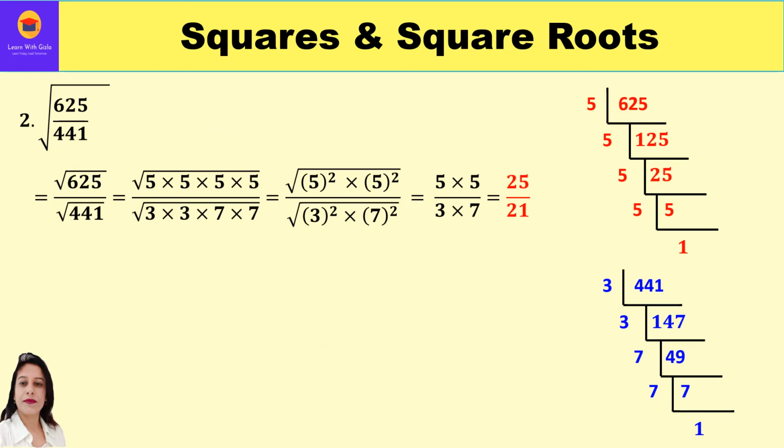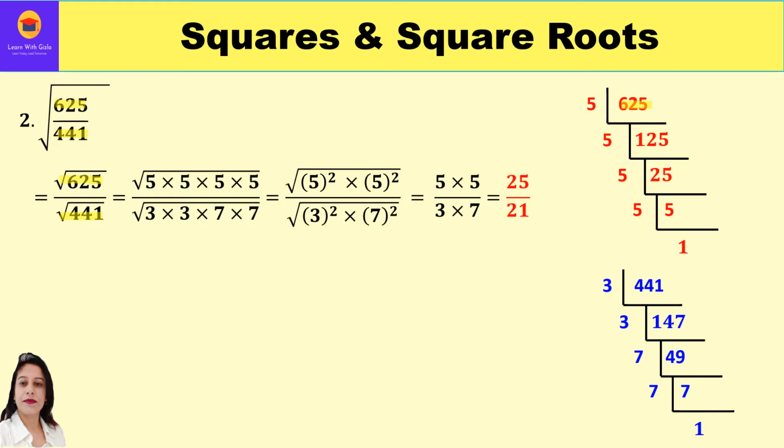Now let us take up second question. They have asked us to find square root of 625 upon 441. So over here we shall apply rule 2, which says split and write in this form root of 625 upon root of 441. Now to find the factors of 625 and 441, we shall be using prime factorization method.